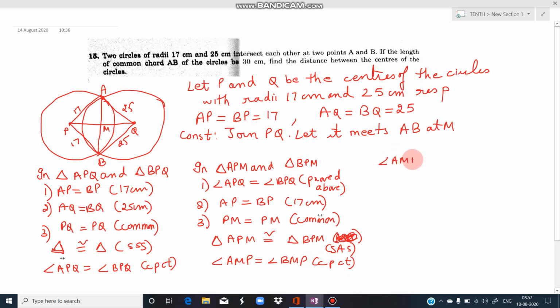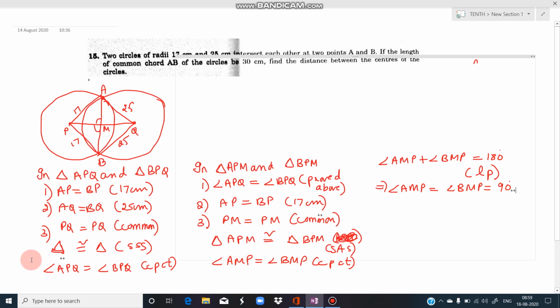Now angle AMP plus angle BMP is equal to 180 degree because they form a linear pair. This angle AMP and angle BMP, their sum will be equal to 180 degree, which means that both of them are equal to 90 degree. It is because they are equal and the sum is 180 degree, hence each of them will be equal. So students, I have rubbed this up above part, I'm writing here. So we came to know that this angle is 90 degree and this angle is 90 degree.